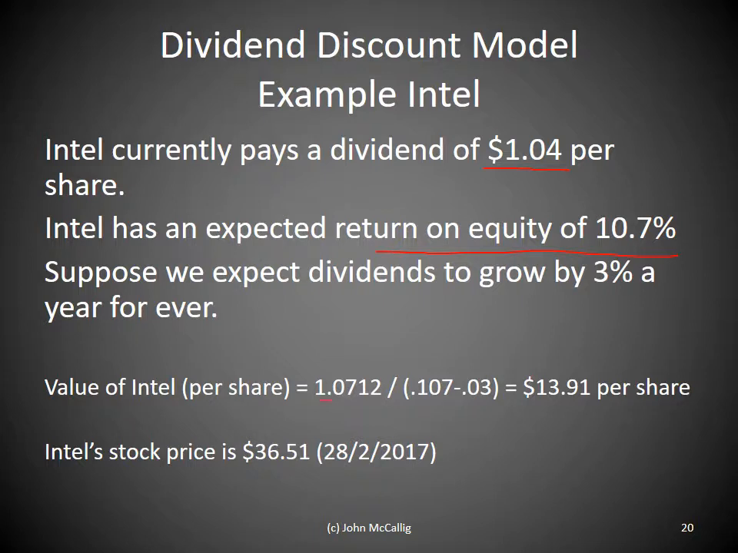So what is it? It's the dividends per share, 1.0712. That is the expected dividends per share for next year. It's the 1.04 multiplied by 1.03. Divided by the cost of equity capital minus the expected growth rate, and that gives us a dividend valuation model value per share of $13.91. The problem is Intel's stock price is $36.51, so clearly the dividend valuation model is not capturing all of the value that the stock exchange sees in Intel.